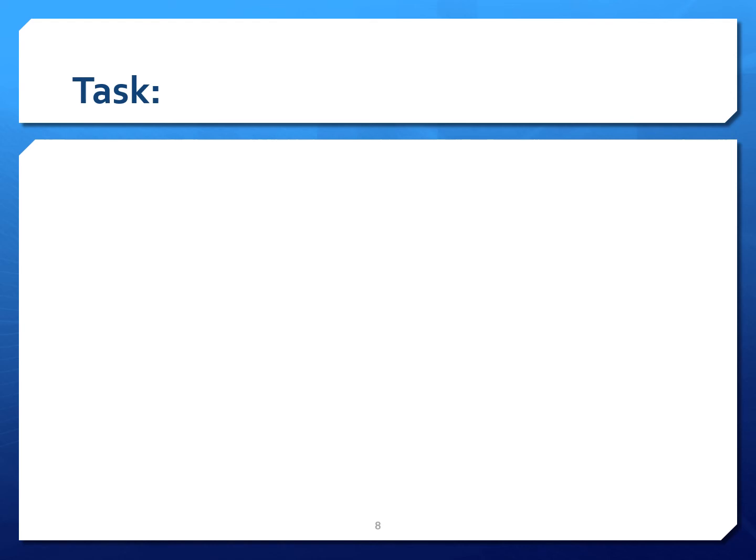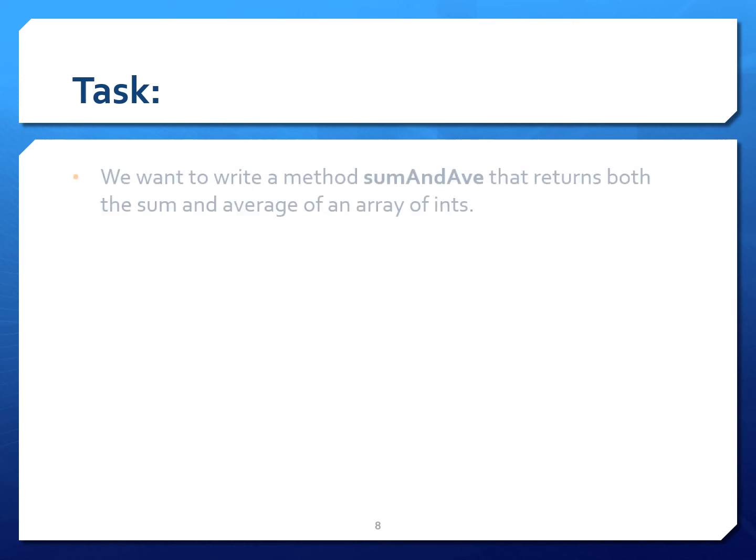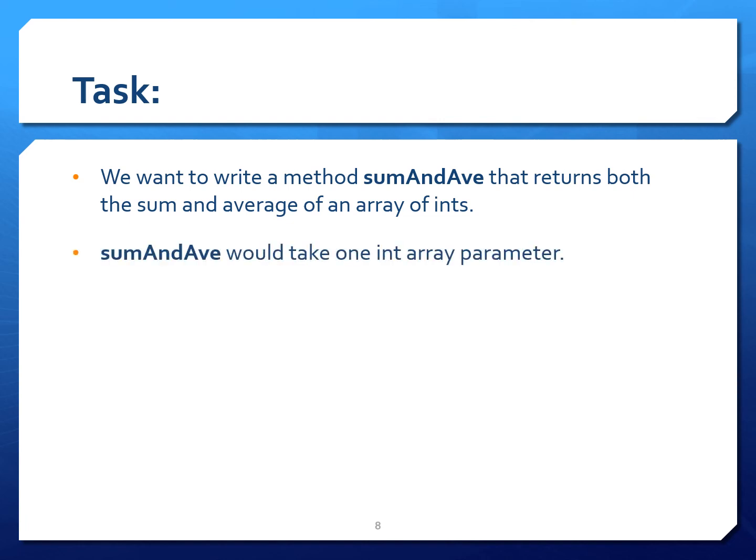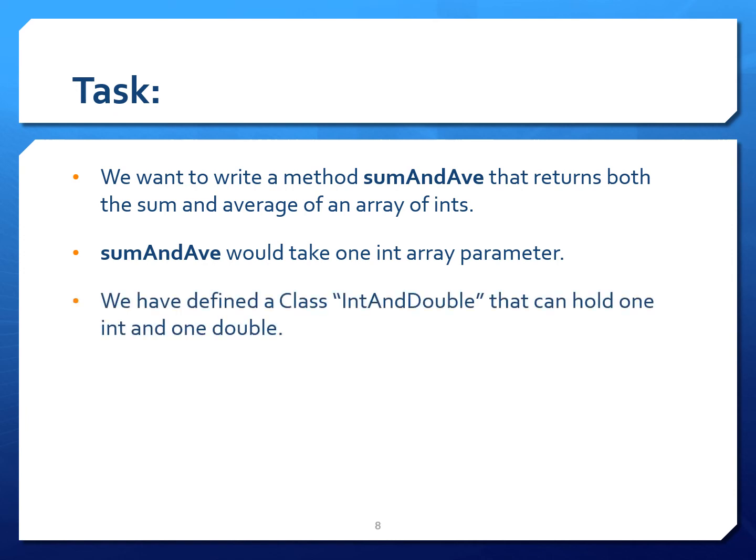We will use the integer and double class that we have created to perform the following task. We want to write a method sumAndAverage that returns both the sum and average of an array of integers. The sumAndAverage method would take one integer array parameter. We have defined a class integer and double that can hold one integer and one double. Next we define the sumAndAverage method.